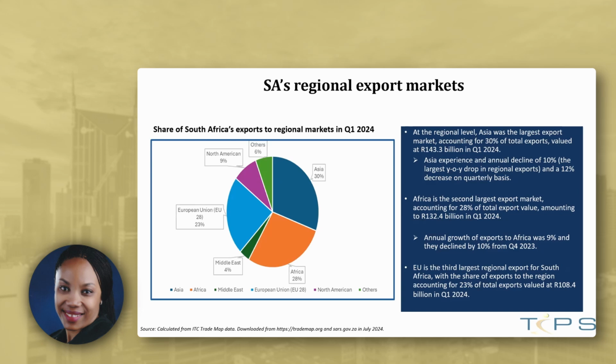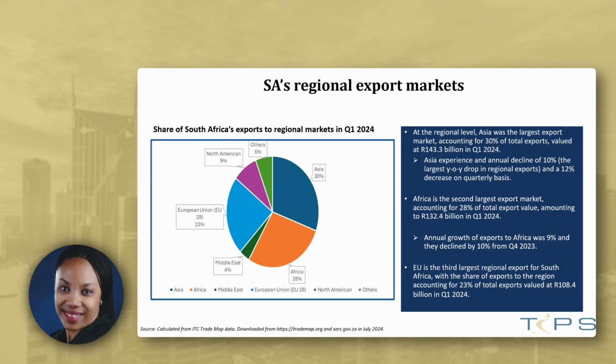Africa is the second largest export market, accounting for 28%, which amounts to 132 billion rands. And the annual growth of exports to Africa was 9%, and they declined by 10% from the previous quarter, which was the fourth quarter of 2023.